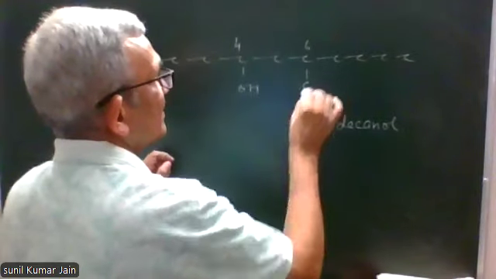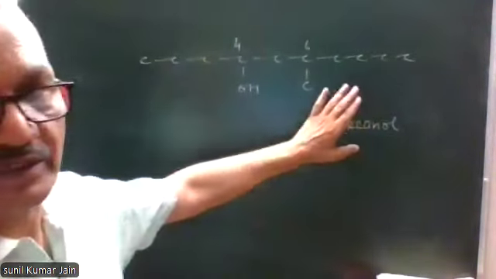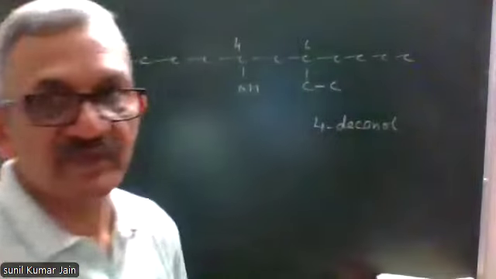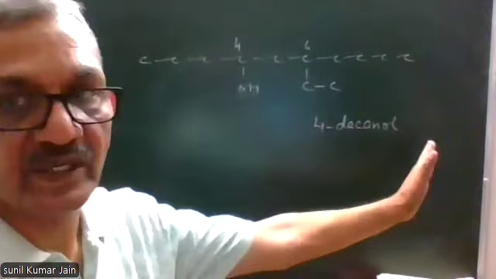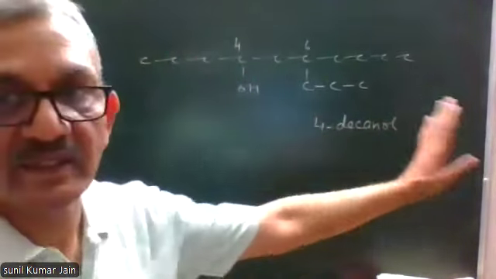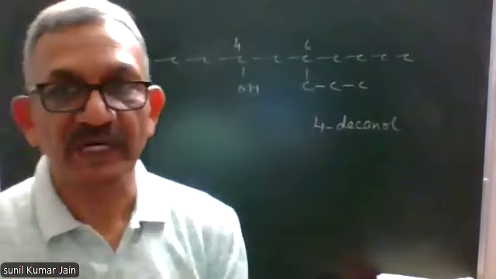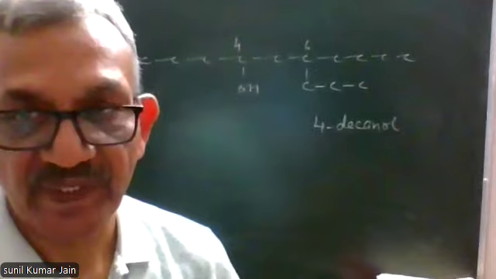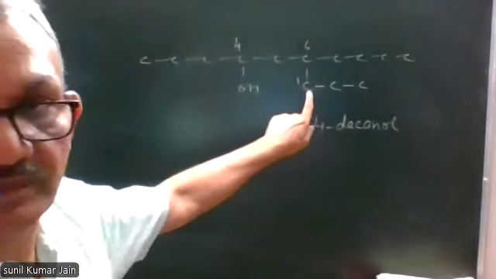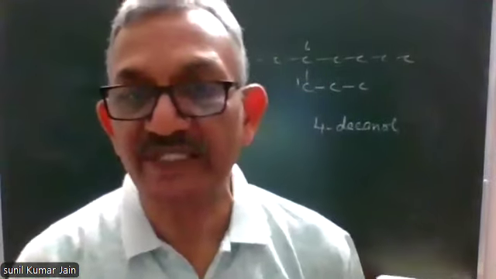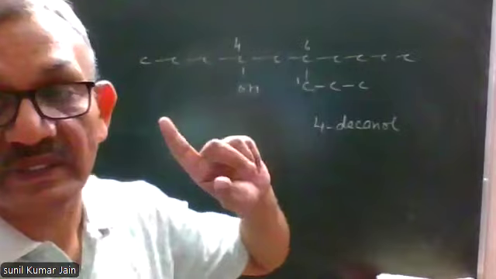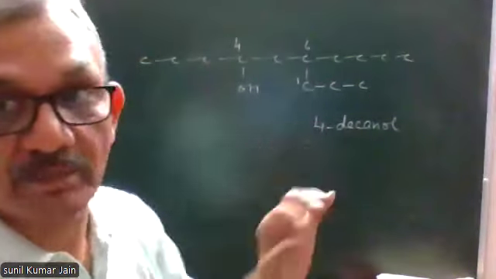this is 6. This is methyl. I'll write, IUPAC will be 6-methyl-4-decanol. Now IUPAC will be 6-ethyl-4-decanol. Now IUPAC will be 6-propyl-4-decanol. But if this side chain is a branched side chain, then this carbon atom of the side chain is numbered 1 dash.